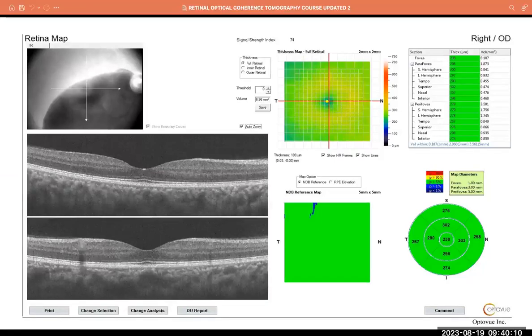So the progression will either be the patient is getting better or the patient is getting worse, especially if you're going to be treating. Okay, now everything here looks good, apart from what I showed you, that the lines are meant to cross at the fovea, that's the square box in the middle superiorly. Okay, so next slide.